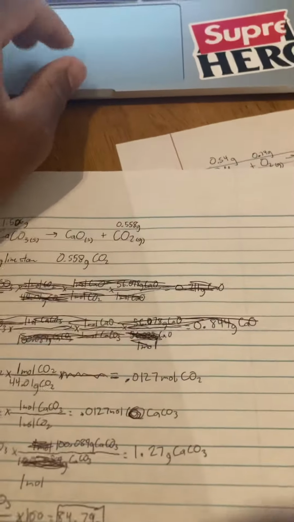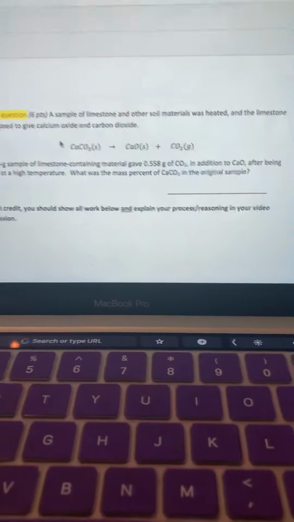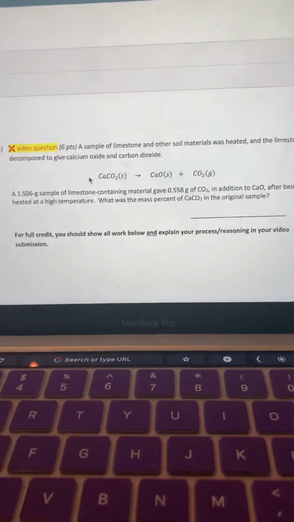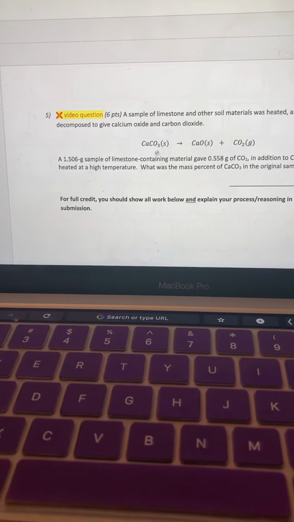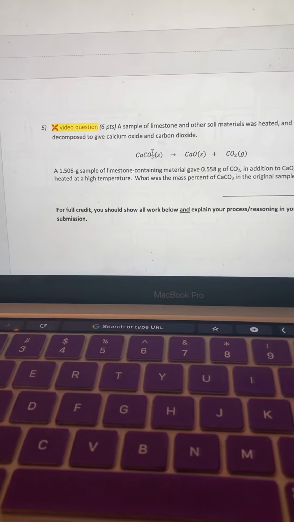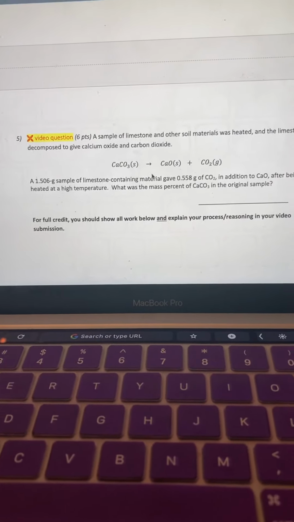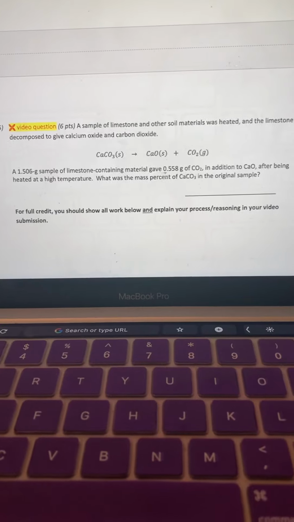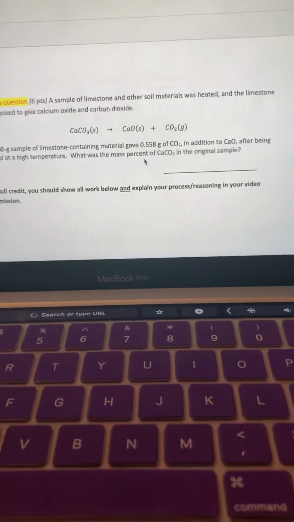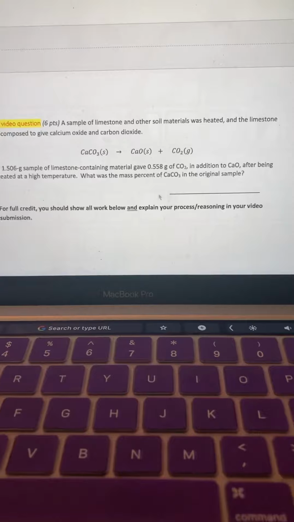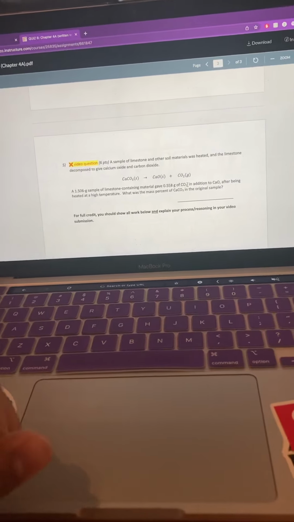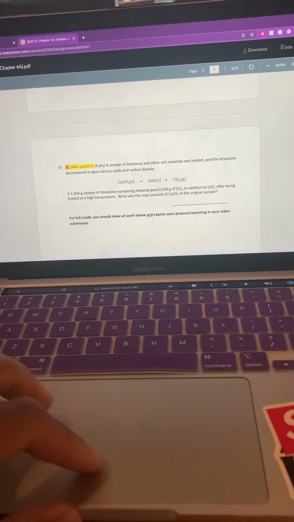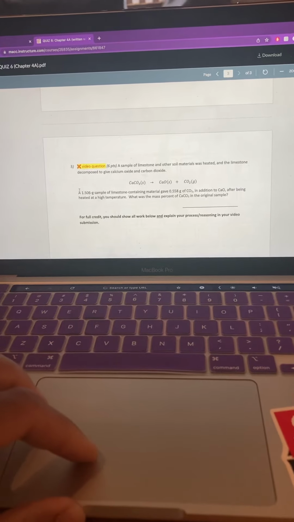And for the last question, it is this. I'm given a 1.506 gram sample of limestone, which is this right here. And I'm also given 0.558 grams of CO2. And it's asking what was the mass percent of limestone in the original sample. And so, to find that, it's going to be mass percent, as part over whole.